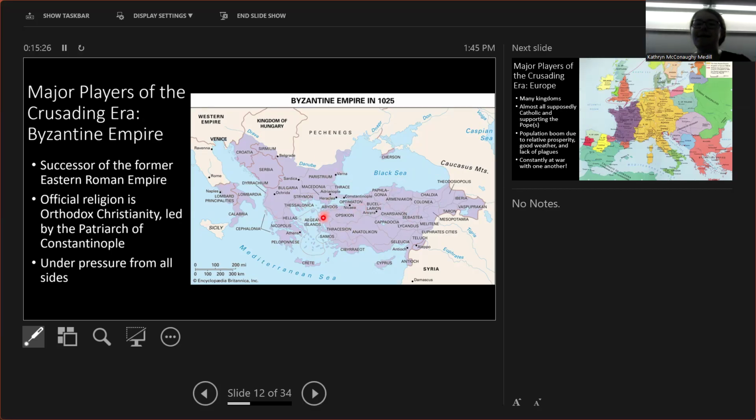And the Byzantine Empire, they're under pressure from every direction. The Europeans are pressuring them, the Mongols are pressuring them, the Islamic powers are pressuring them, everybody is pressuring them. And so they're not in a terribly great situation at this point. They're gradually losing ground, they're gradually losing power. However, as you can see, they're still holding on to Anatolia, modern Turkey, and this part here of Greece and a little bit of Europe.